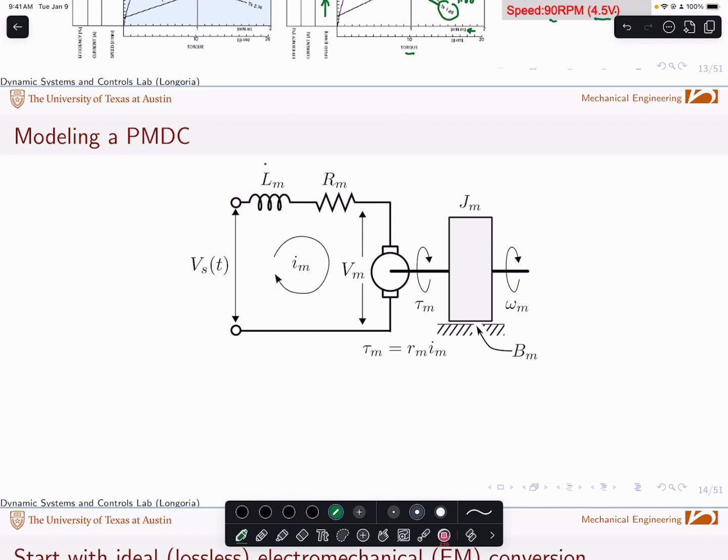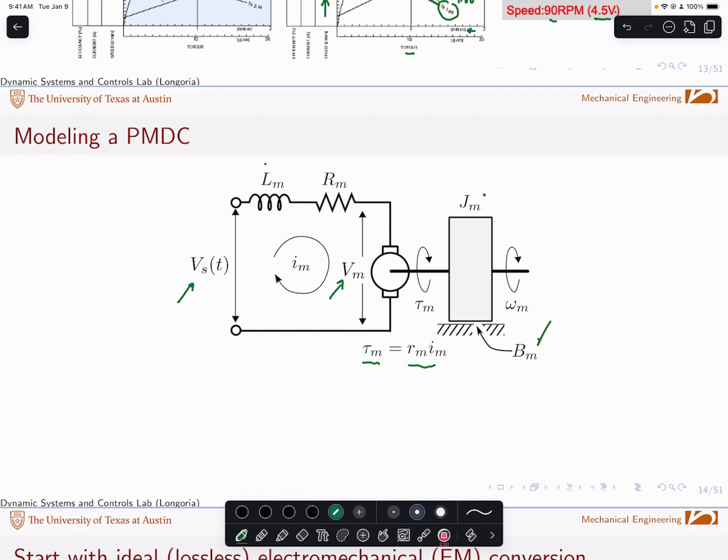Sometimes we'll have inductance as well as motor inertia representing the rotor. You might have some internal losses here shown linearly with B sub m. The torque generated by the motor ideally, remember, is Km times Im, Km being this motor constant. This Vm is the back EMF. V sub S of t here is the input voltage.